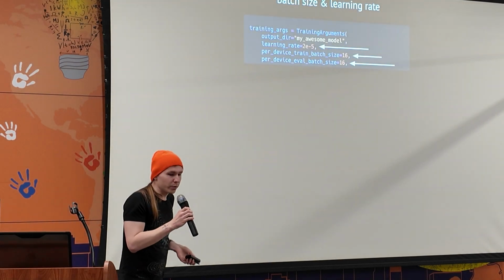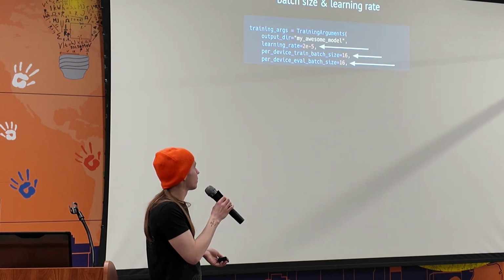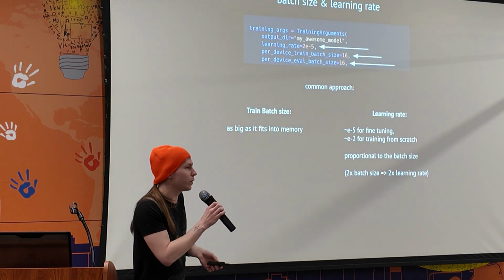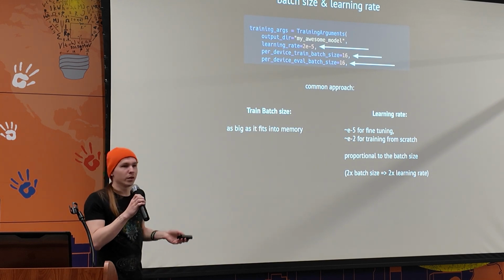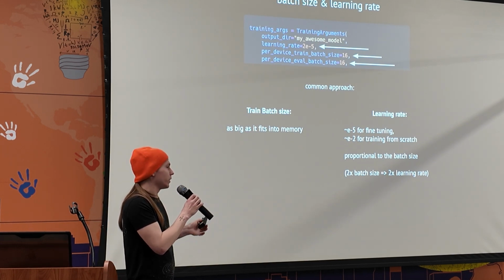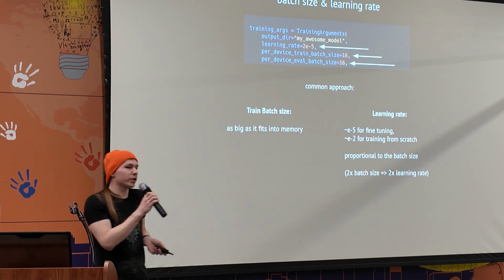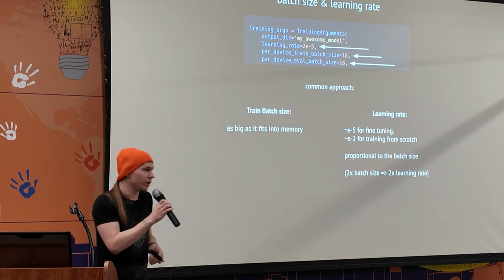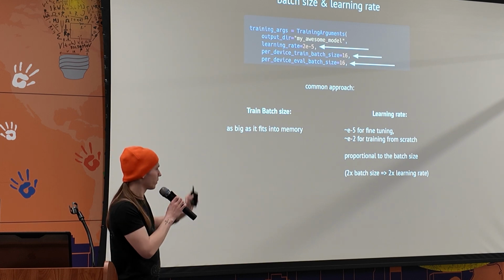Two main parameters we can tune are batch size and learning rate. The common approach is that the batch size should be as huge as fits into the memory we have, into VRAM on the GPU. And the learning rate should be proportional to the batch size. So if we take a batch size twice as big, the learning rate should also be twice as big. And there is a small problem with this concept.